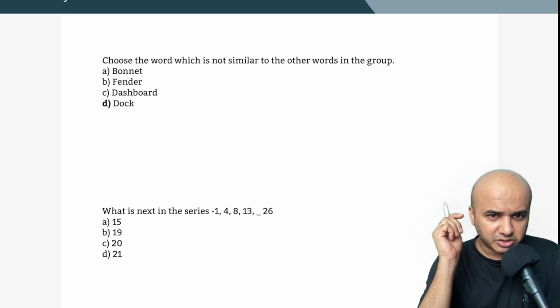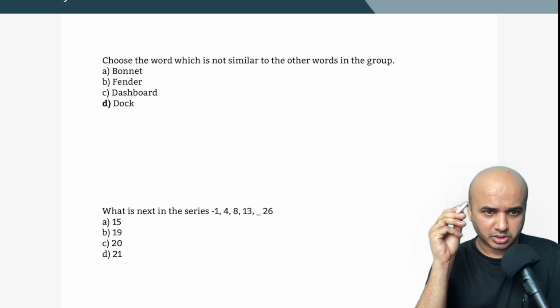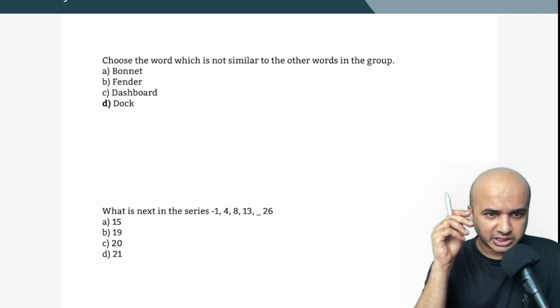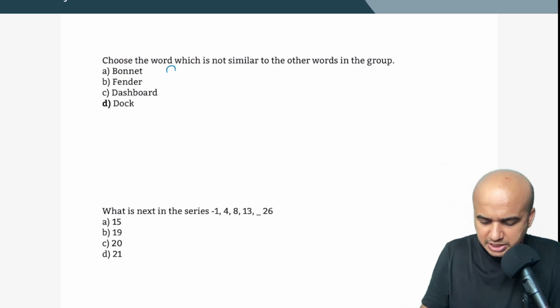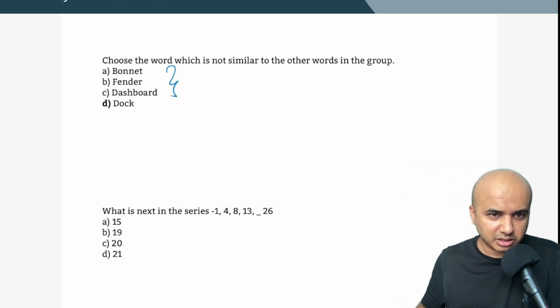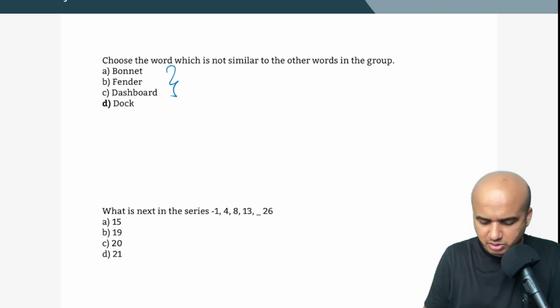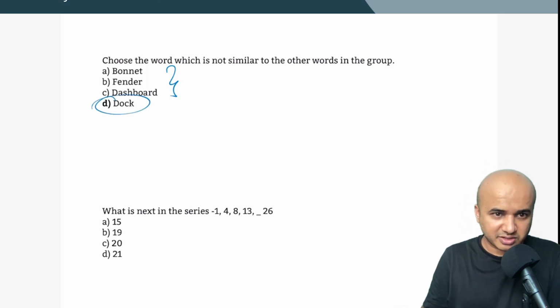Choose the word which is not similar to the other words in the group. Bonnet, fender, dashboard, dock, all these are parts belonging to a car. So dock is something which has got nothing to do with the car. So therefore the marked one, dock, is in fact the right answer.